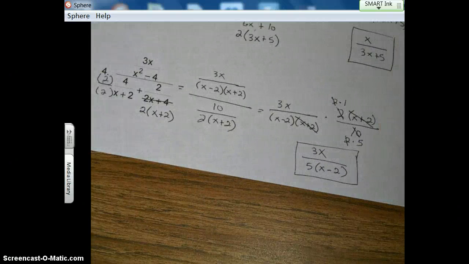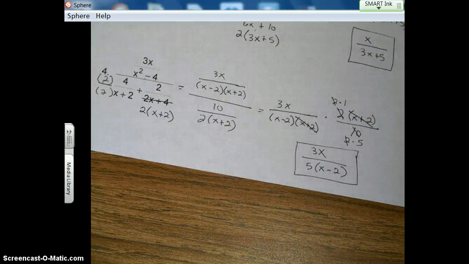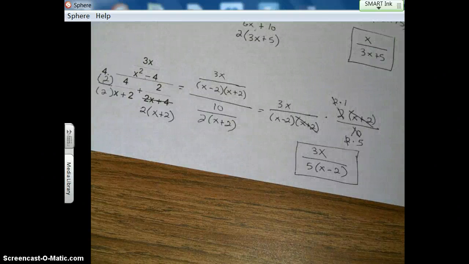If you're getting this, you can pat yourself on the back, because I know this can be very complicated for most math students. And if you're not getting it, like I said, keep trying. Ask questions. Keep trying. Okay?